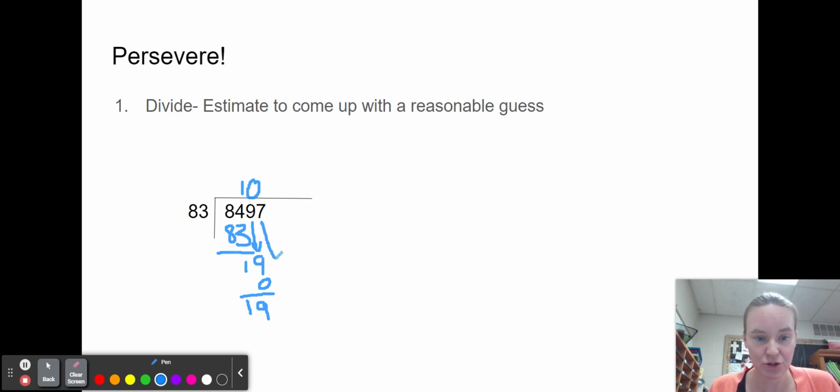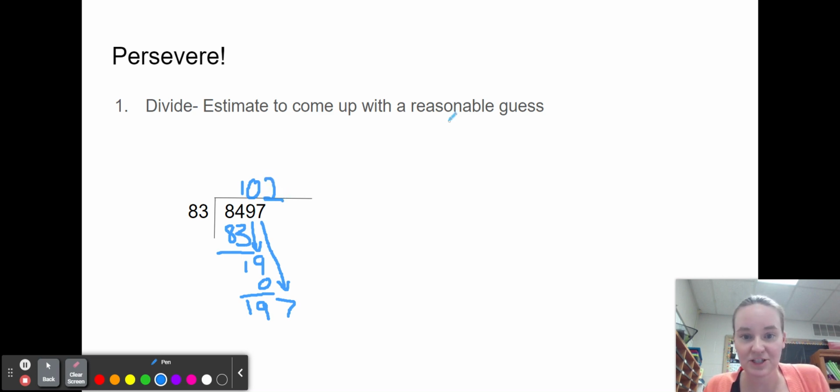Now I need to bring down my 7. How many times does 83 go into 197? Don't freak out. Even though these numbers are big, we can do this. Think to ourselves, well, 83 is between 80 and 90, right? So how many times does 8 go into 19? 2. How many times does 9 go into 19? 2. Well, then my answer is probably going to be 2.